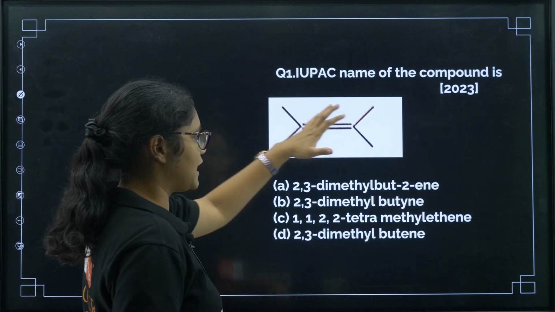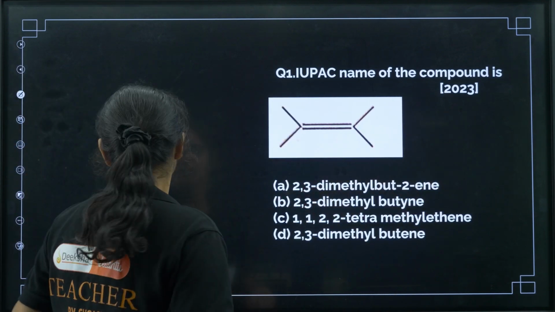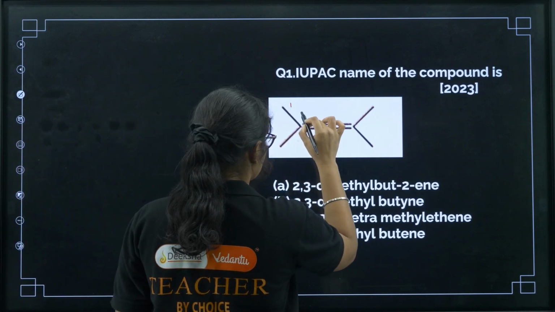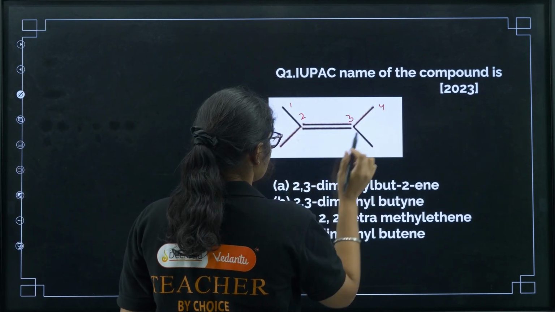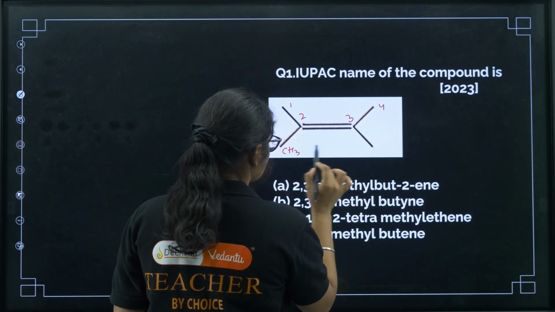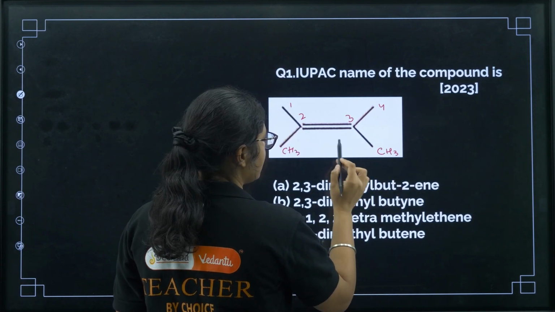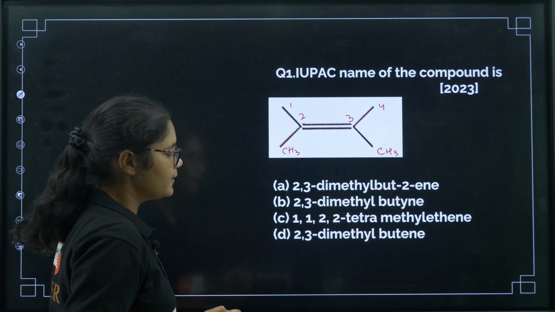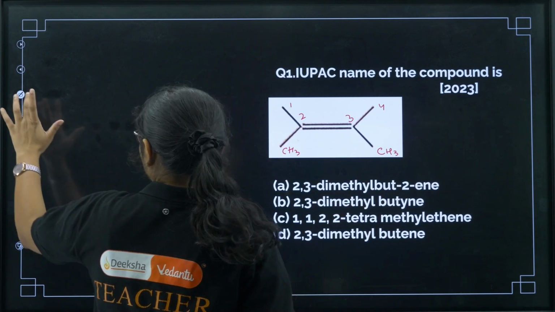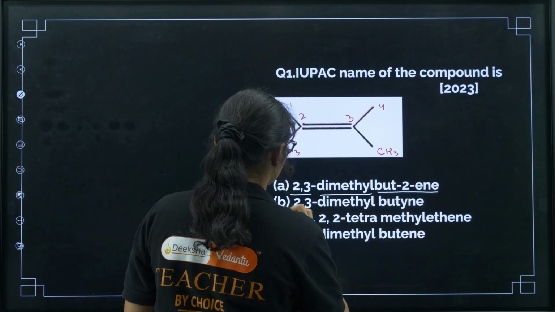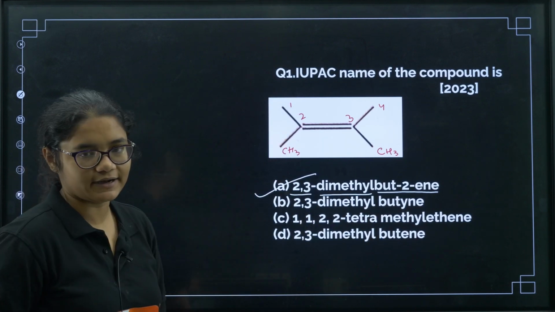So the first question is the IUPAC name of the following compound. So what we can do, first step is to do proper numbering, right? 1, 2, 3 and 4. So you will get here methyl group and here methyl group. So what I will get is 2,3-dimethyl but-2-ene. Okay, so you can see 2,3-dimethyl but-2-ene. Option number A is the correct answer here.